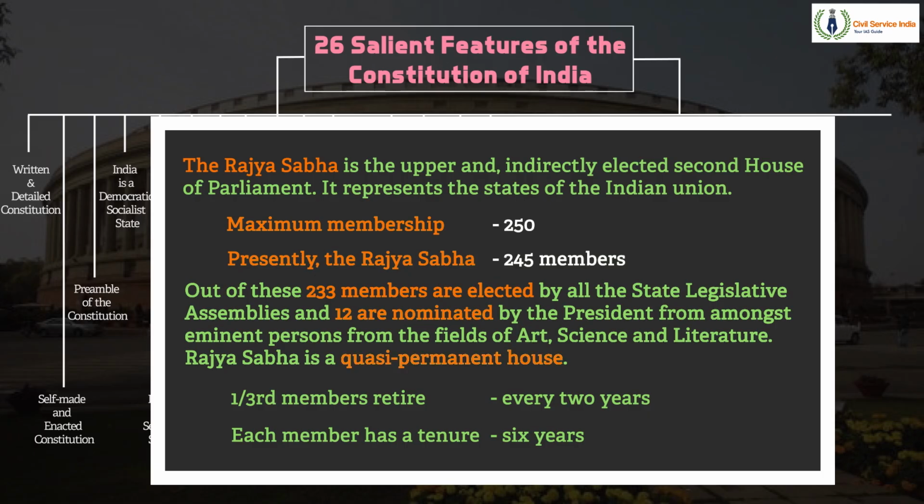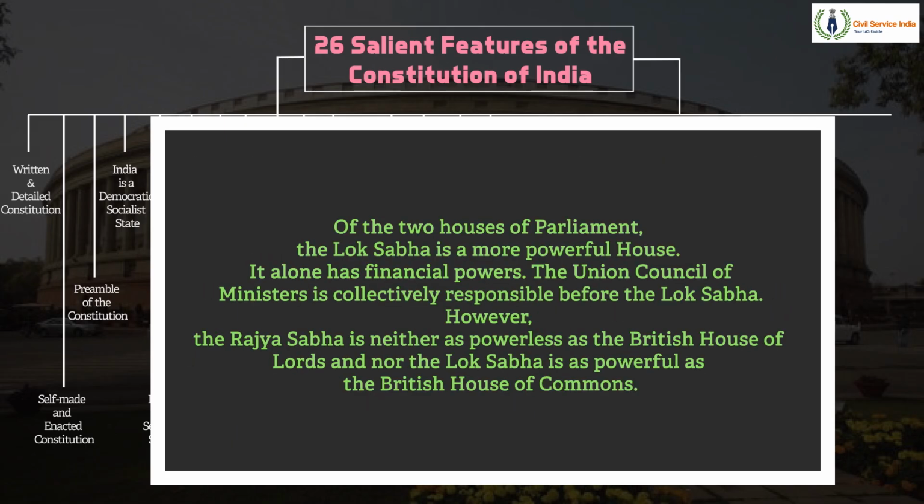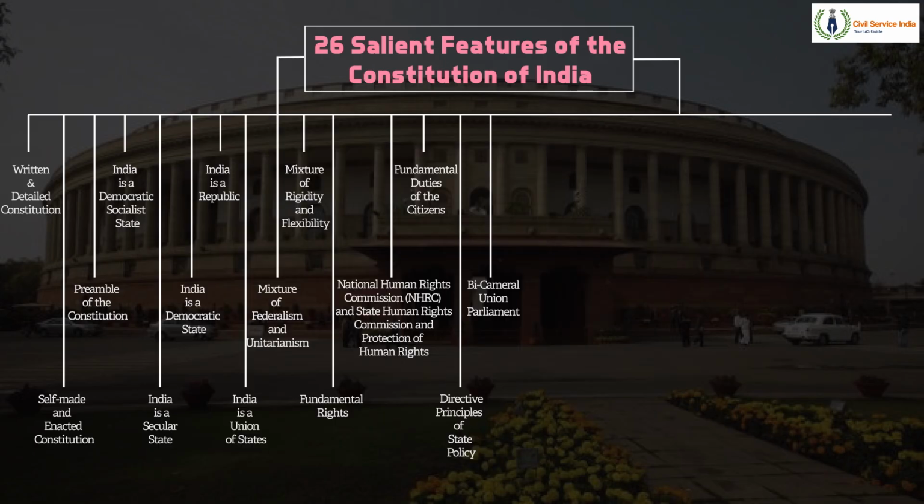Rajya Sabha is a quasi-permanent house. Its one-third members retire after every 2 years. Each member has a tenure of 6 years. Of the two houses of Parliament, the Lok Sabha is a more powerful house. It alone has financial powers. The Union Council of Ministers is collectively responsible before the Lok Sabha. However, the Rajya Sabha is neither as powerless as the British House of Lords nor is the Lok Sabha as powerful as the British House of Commons.